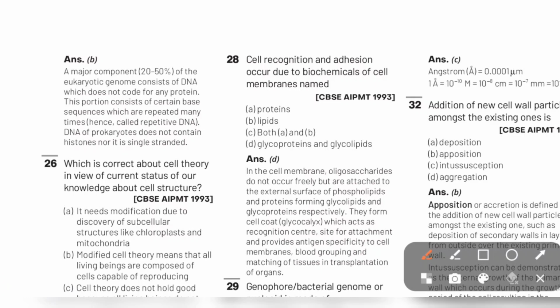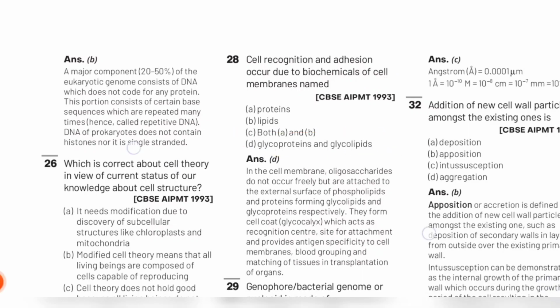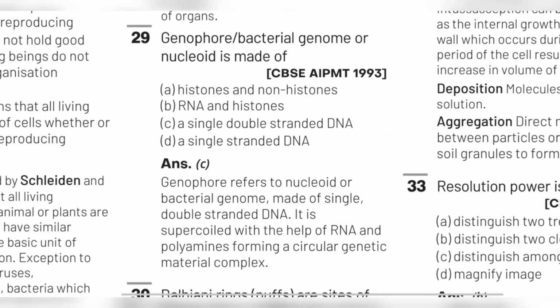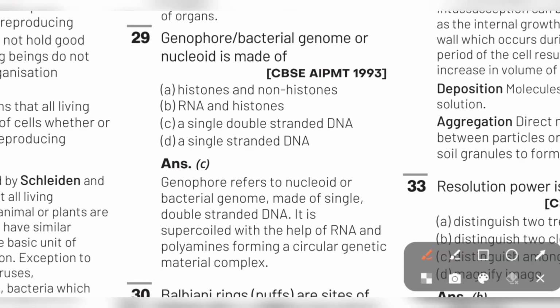Cell recognition and adhesion occur due to the biochemicals of the cell membrane named, तो इसका क्या नाम है, glycoproteins and glycolipids. You can see the explanation here. And the 29th one is: the genophore of bacteria, the genome or nucleoid, is made up of, simple सा question है, histones and non-histones. It's not correct. RNA, histones, no, and a single double-stranded DNA is the correct option here.